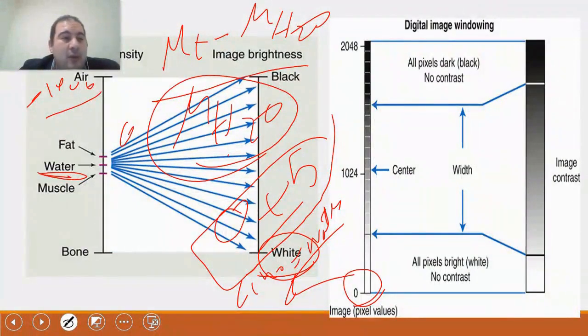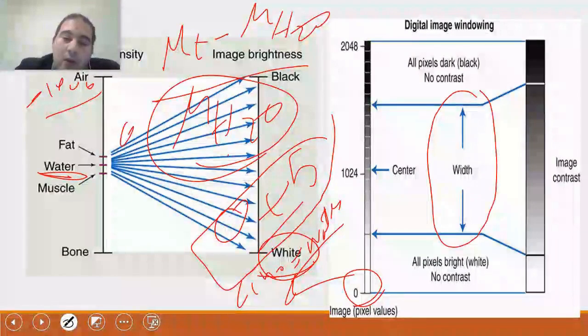Now, regarding the gray values, if you want to see the bone, you need to set a window, which involves defining something called window width and window level, which is the window center.